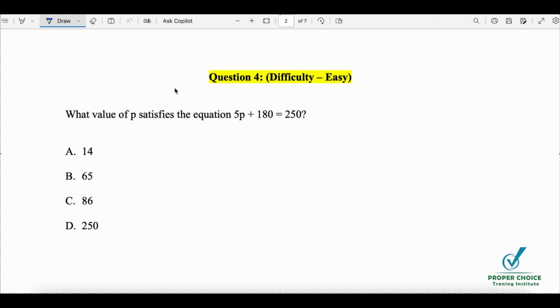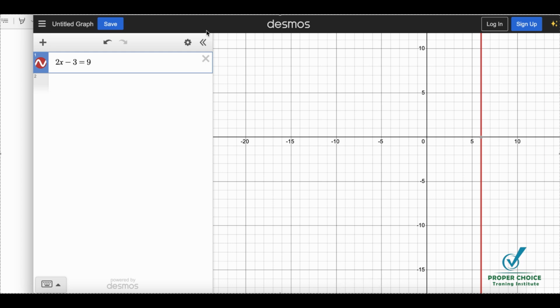Again, this is a question of the type that can be directly solved on Desmos. Difficulty level is easy again. What value of P satisfies the equation 5P plus 180 equals 250? So when you type this equation on Desmos, please type P as either X or Y, because Desmos works on two variables, X and Y, because we are talking in terms of a graph, with X and Y axes. So rather than typing it as P, type it as X. So you'll be getting the exact answer to this.